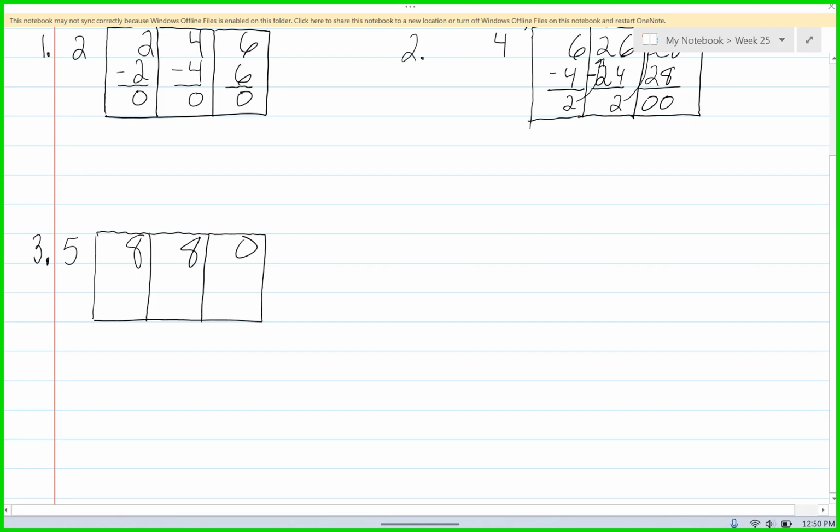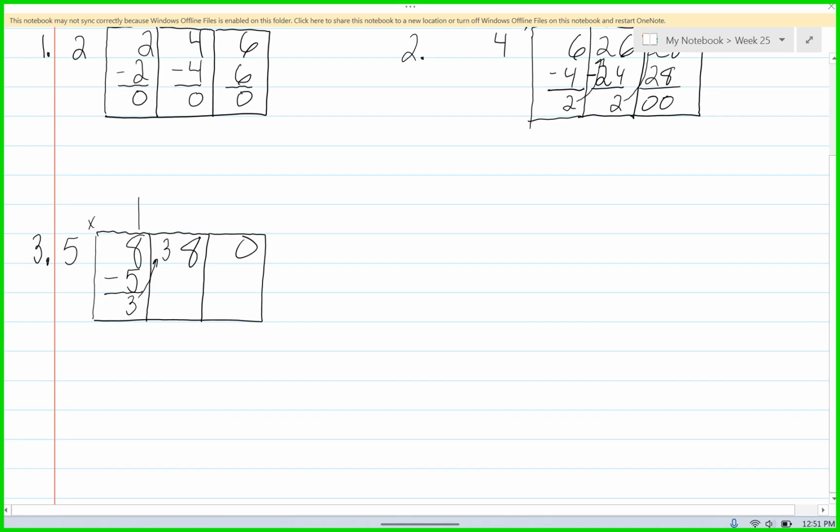Can 8 be divided by 5? Can we get groups of 5 out of 8? Yeah, how many? 1. So now we do 1 times 5 is 5, now we subtract, and we get 3. What's our next step? Someone tell me. Raise your hand. What's our next step? Bring the 3 up to the 8. Yes, and that gives us 38, right? Bring that up there. Now it's 38 divided by 5.